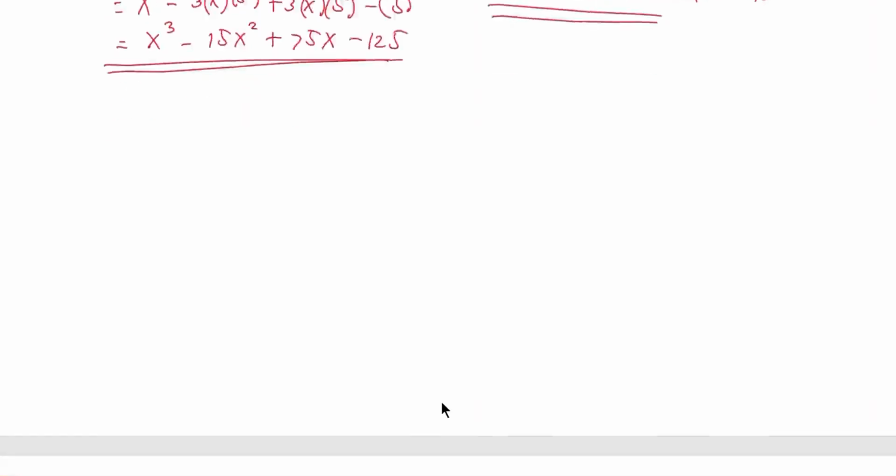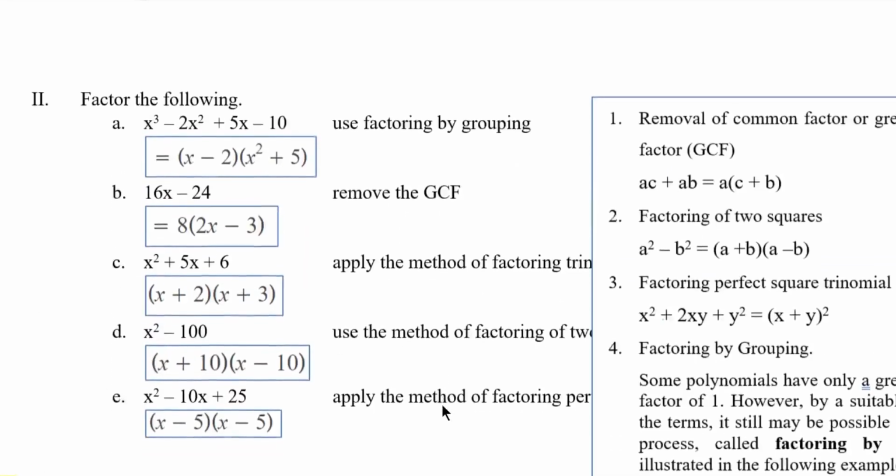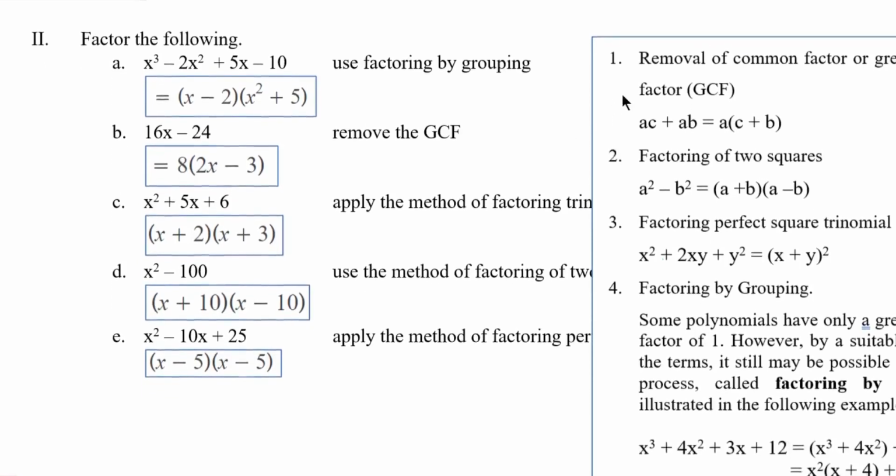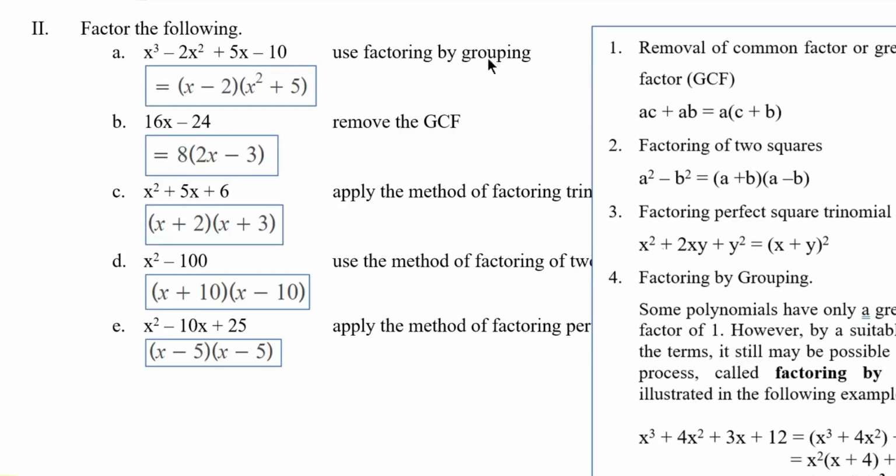For the second part, factoring. For number 1, we are going to use factoring by grouping first and then check if the result is still factorable. Basically, we have these factoring methods, the different ways of how to factor. Number 1 has a hint: grouping, or factoring by grouping. This is number 4. Basically, we group two terms. You can try any combination.